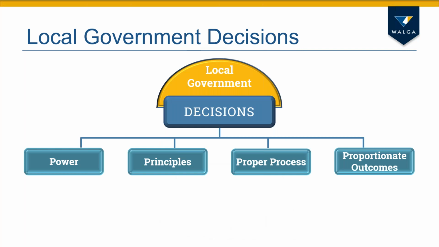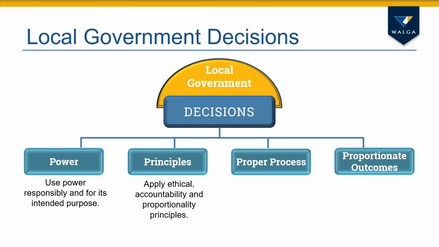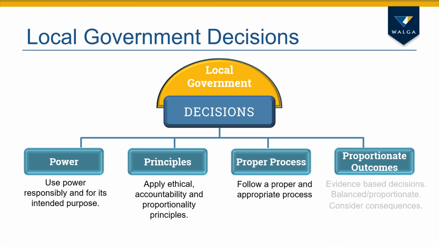Administrative law principles are the foundation for decision-making in public office, and the WA Integrity Coordination Group has collated these principles into the Integrity in Decision-Making framework. Power, the use of power responsibly and for its intended purpose. Principles, apply ethical, accountable and proportionality principles. Proper process, follow a proper and appropriate process. In respect to proportionate outcomes, you have evidence-based decisions, balanced and proportionate, and consider the consequences.